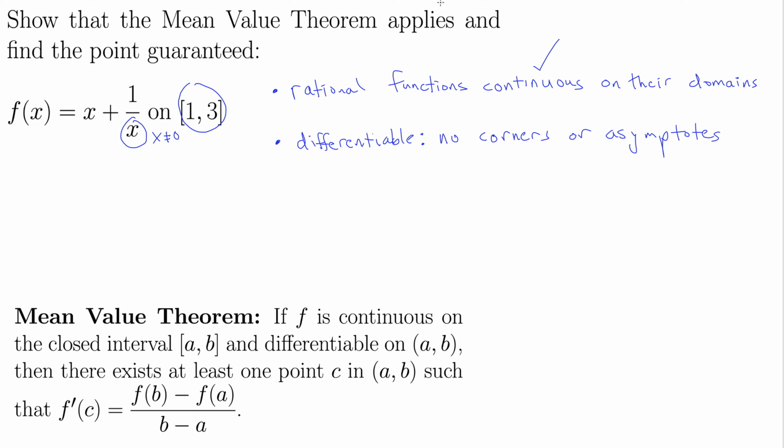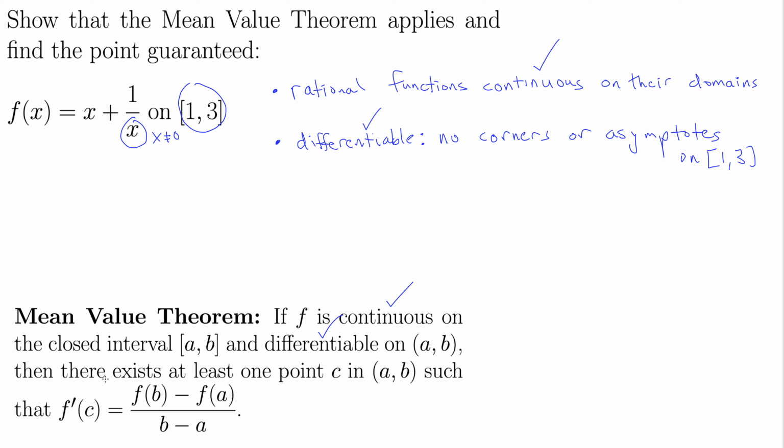So I'll just say no corners or asymptotes. Check. How about no asymptotes, at least on the interval 1 to 3? Add that in just to be clear. Okay, so back down to our theorem, we have shown that it's continuous on the closed interval and differentiable on the open interval. Very rarely are you going to really split hairs on these end points, maybe on some of the really advanced exercises, but really we're just looking at the stuff essentially between 1 and 3.